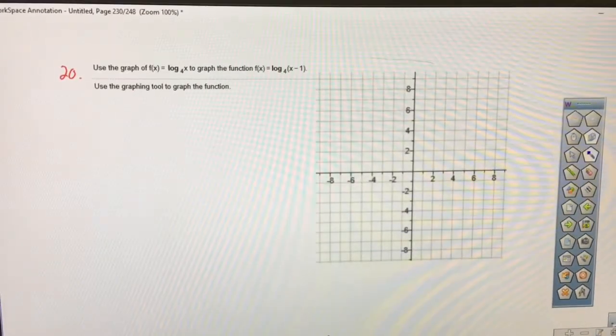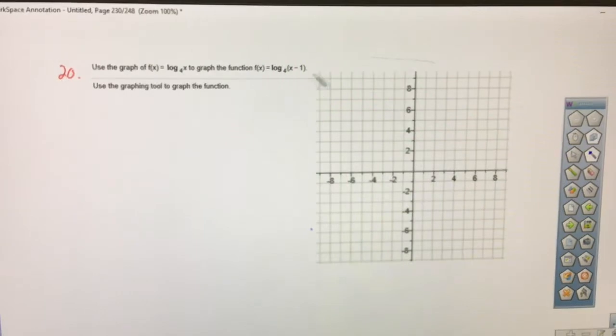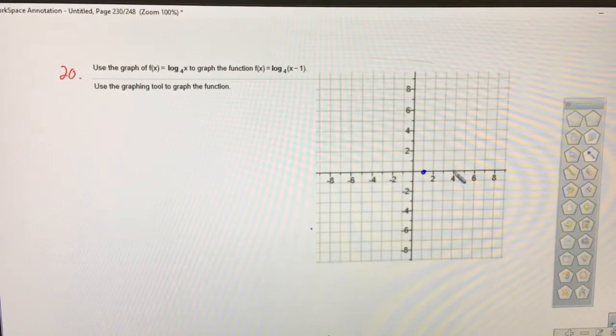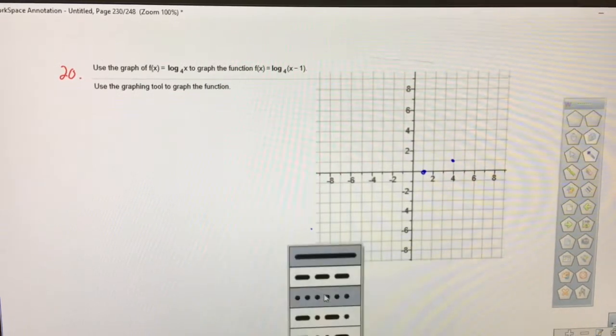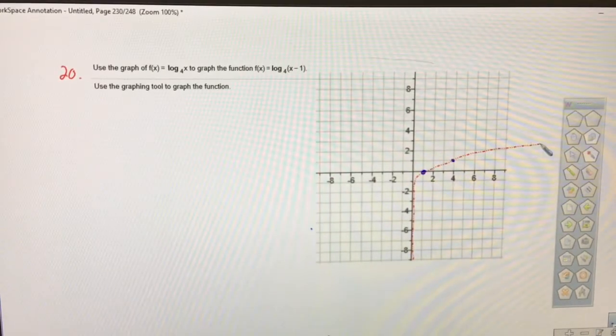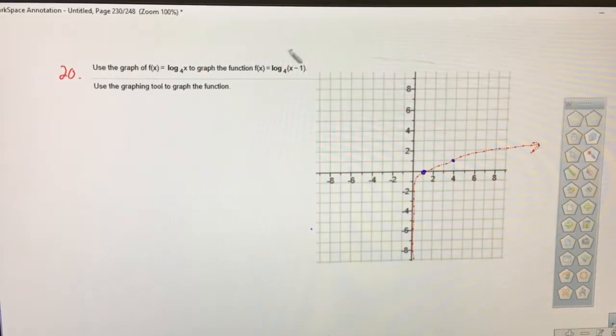Number 20, I'm expected to graph y equals log base 4 of x minus 1. Well, log base 4 of x would go through 1, 0, then it would also go through 4, 1. It would creep up along the y-axis and then go through those 2 coordinates off into the sunset.